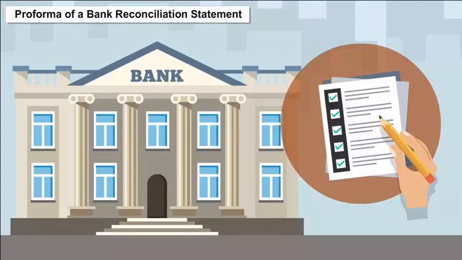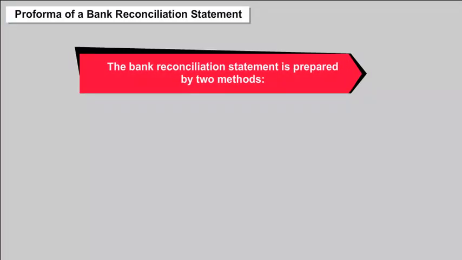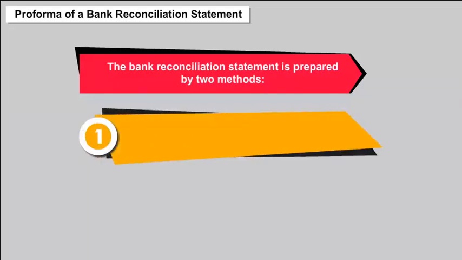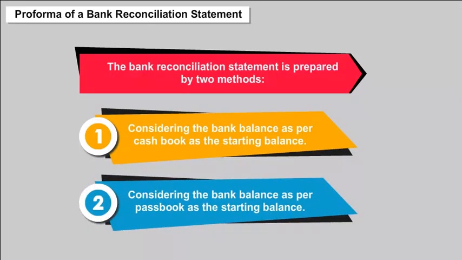Proforma of a bank reconciliation statement. The bank reconciliation statement is prepared by two methods. 1. Considering the bank balance as per cash book as the starting balance. 2. Considering the bank balance as per passbook as the starting balance.